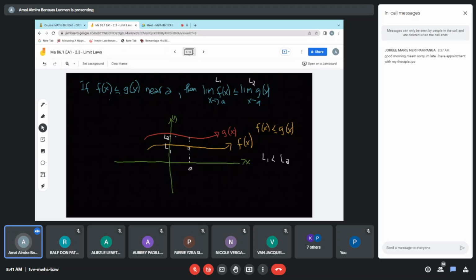Because the limit of f as x approaches a is L1. The limit of g as x approaches a is L2. And L1 is less than L2. Nakasabot, class? Yes, ma'am.